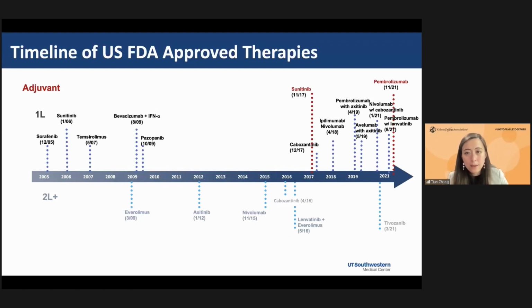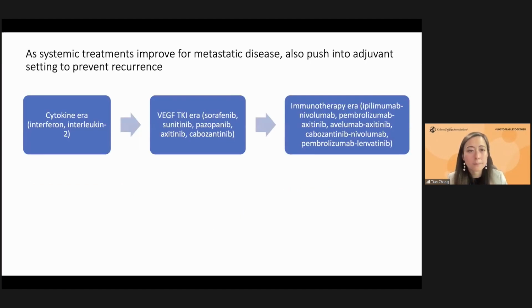And so as we have now had improvements in the treatment landscape of all of the FDA-approved therapies that we have, we're now also adding to the adjuvant landscape, which you see in the red. So in 2017, sunitinib was approved, and just about 6 months ago, in November of 2021, pembrolizumab was approved. I'll take you through a little bit of that decision and trials.